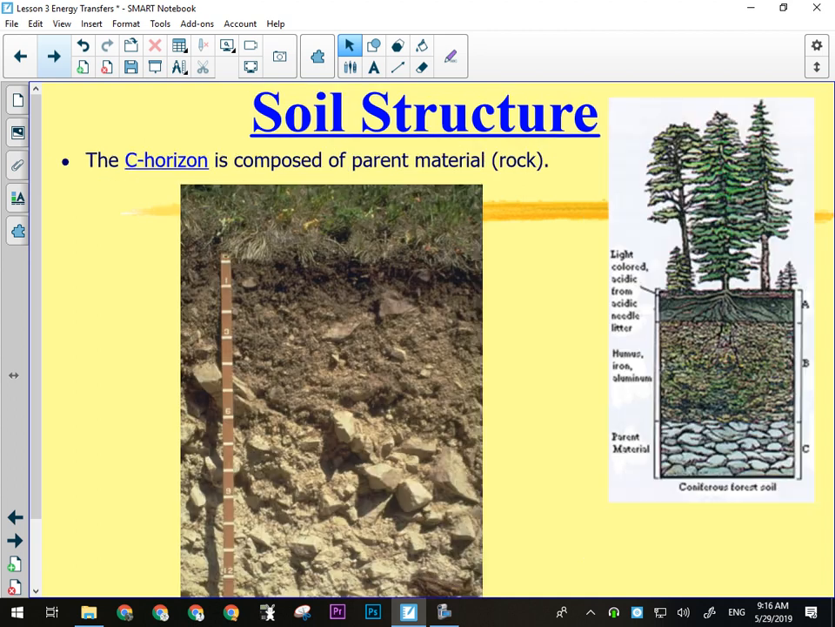Then we have the C horizon, which is our parent material. Again, this is a soil horizon like you would see here in our area. You've got the A horizon, and there's a few rocks in that. You've got the B horizon here, there's more rocks in that, and then you see the broken up kind of bedrock underneath. The further down you go into that, the bigger the chunks get, the more solid it would become.